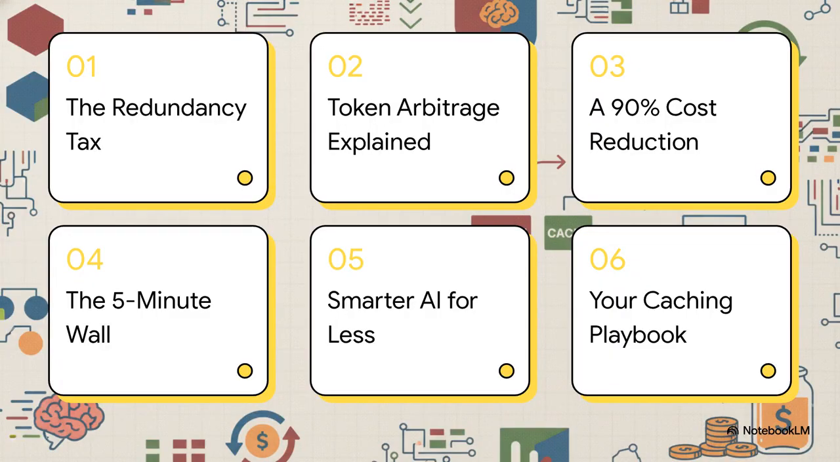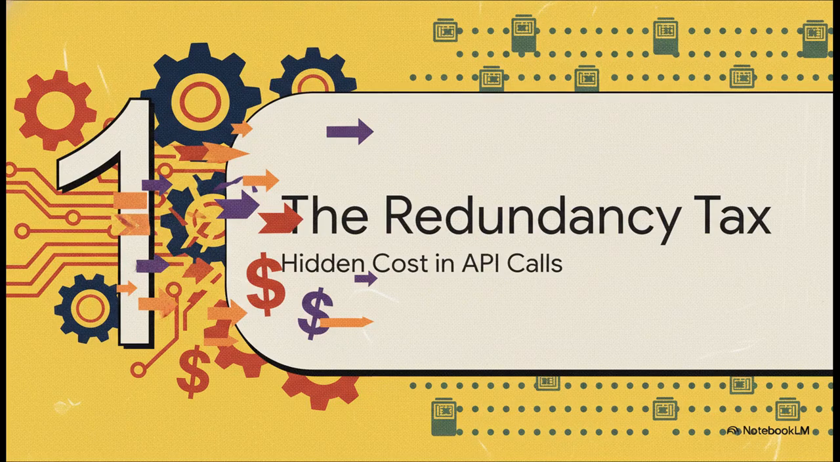So here's our game plan. First, we're going to diagnose the problem, something I call the redundancy tax. Then we'll get into the solution, token arbitrage. We'll see it in action with a crazy 90% cost reduction case study. But we'll also talk about its main limitation, the 5-minute wall. And then discover how this whole thing enables you to build smarter AI. And of course, I'll leave you with a playbook to get this right. All right, let's start with the problem itself.